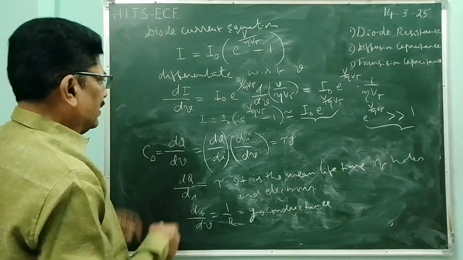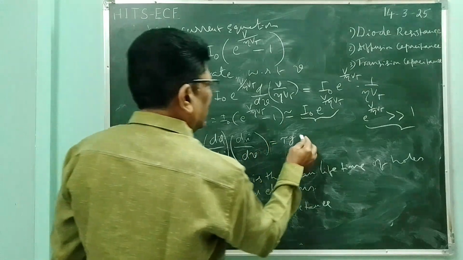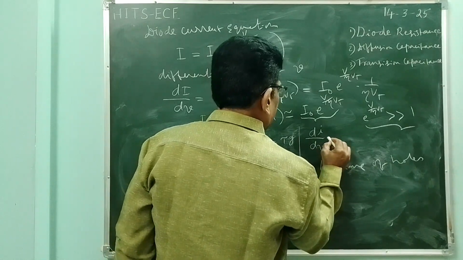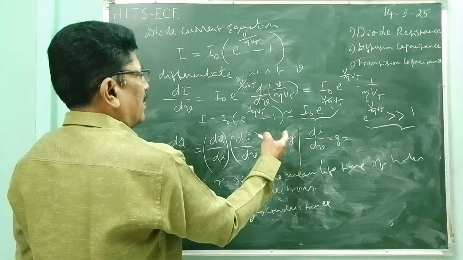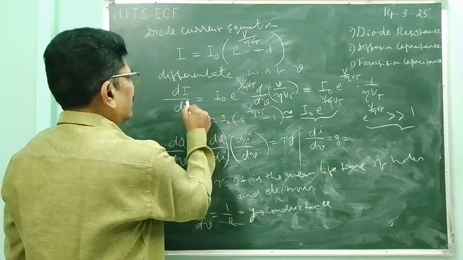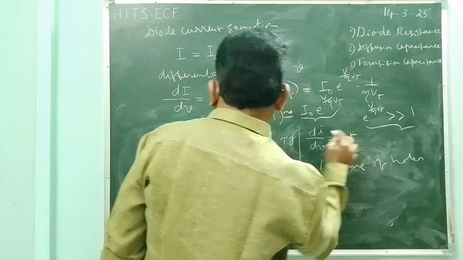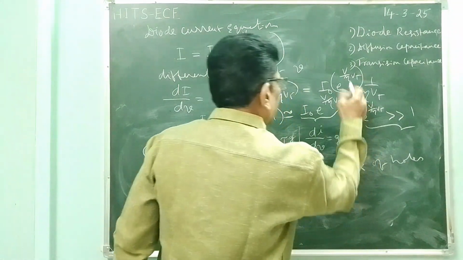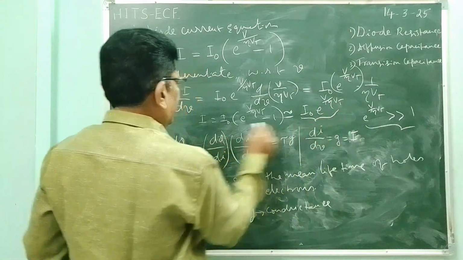So finally, dI by dV is equal to G, which is equal to I0 into e power V by eta Vt. This complete part, I0 e power V by eta Vt, is nothing but I only, so it is substituted as I.